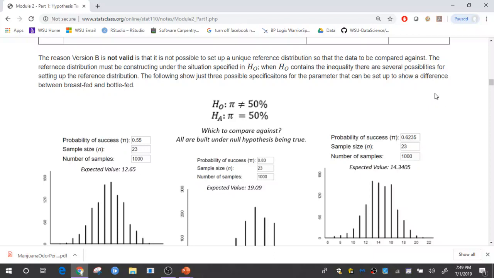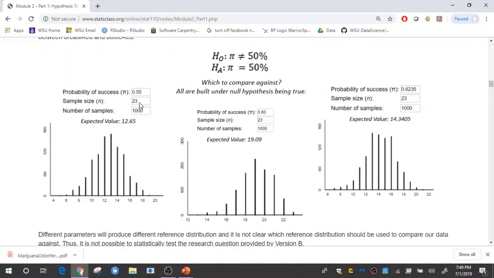The reference distribution must be constructed under the situation of H0, and when H0 contains an inequality, there are several possibilities for setting up the reference distribution. For example, pi equal 0.55 would work, because that's not equal to 50%. A pi value of 0.83 would work to set up my reference distribution, because that's not equal to 50%. Or a pi of 0.6235, that would also work, because that's not equal to 50%.